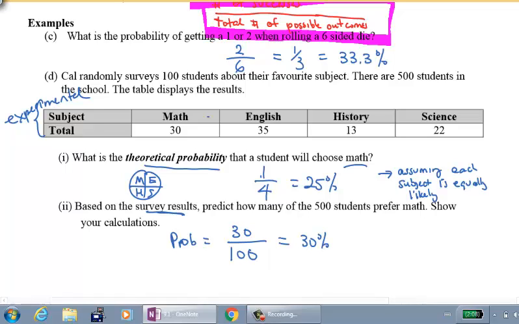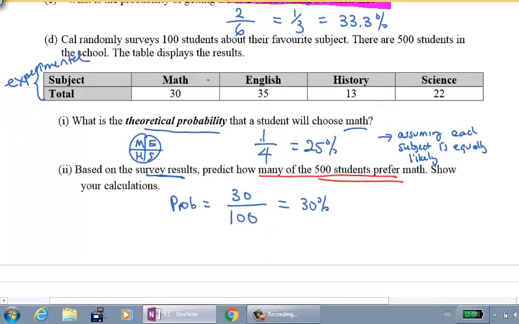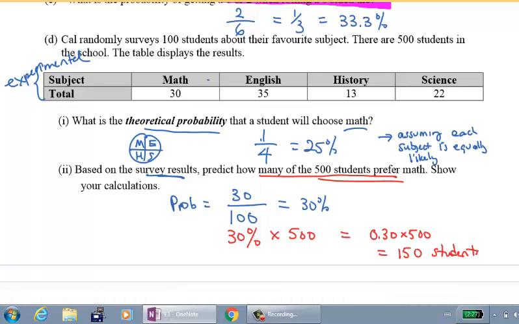But I want to ask you to use this to predict how many of the 500 students prefer math. So now you need to take your 30% and multiply that by 500. Or take 0.30 times 500, and I think that gives you 150 students. So therefore you can say out of 500 students, based on my results, I would expect 150 of them to like math. Alright, turn the page.